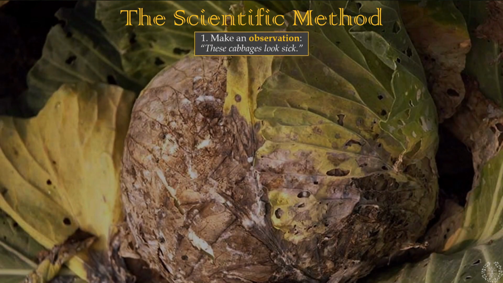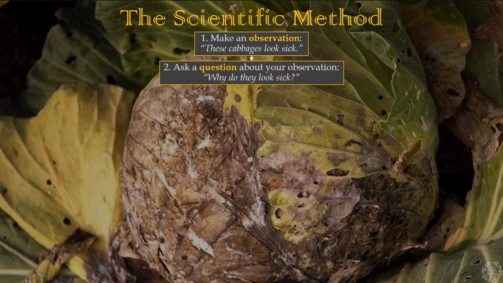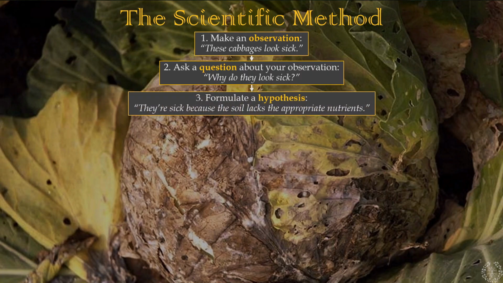We start by making an observation. In this case, that the cabbages look sickly. After making this observation, we formulate a question about what's happening. In this case, why do they look sick? Then we come up with a tentative answer to the question, which we'll call a hypothesis. This word connects to another word that's maybe more familiar to most of us, hypothetical. This makes sense because the hypothesis quite literally acts as a hypothetical answer to your question.